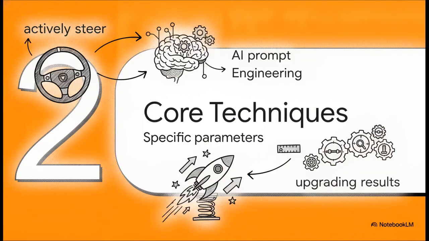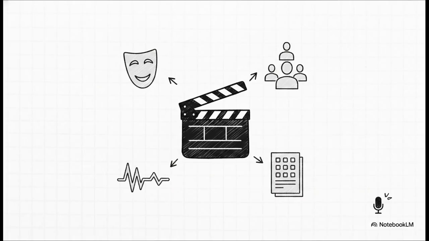Section 2. Core prompting techniques. So how do we actively steer? Well, the foundation of any strong prompt is setting the scene. You should literally always assign 4 things: a role, an audience, a tone, and a format. Beyond that, start using delimiters, things like brackets or quotation marks, to separate your actual instructions from the raw data you want the AI to analyze.